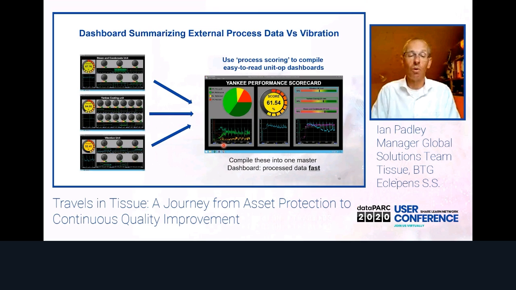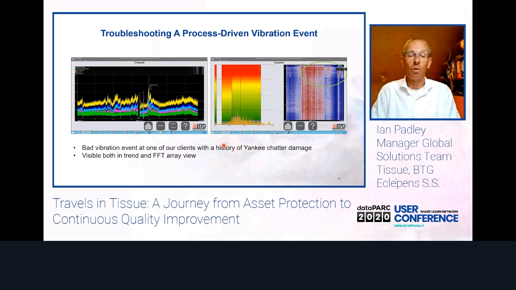So let's take a look. We use this to troubleshoot a process-driven vibration event. This is from a customer in Europe, a bad vibration event, which we want to avoid because this was a customer with a history of Yankee chatter damage. You can see the event clearly in the middle of the screen of the trend and on the FFT.